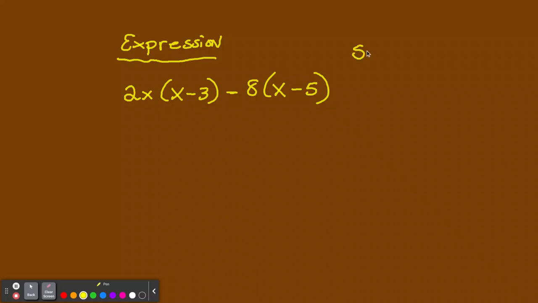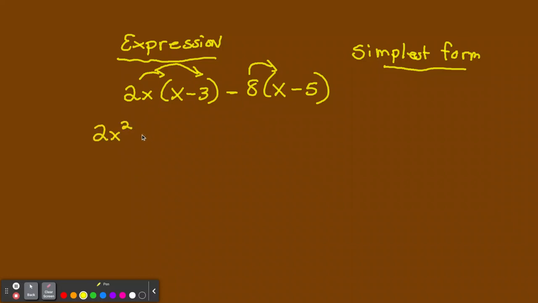So write simplest form. See if you can do it. Then I'll go over it. Pause the tape if you need to. So the first thing you should know is we have to distribute. Distribute the 2x out and then distribute the negative 8 out. So what you'll get is 2x squared, because 2x times x is 2x squared, minus 6x. And then over here we have minus 8 times x, so it's going to be negative 8x. Negative times a negative when we distribute again will be a plus 40, positive 40.